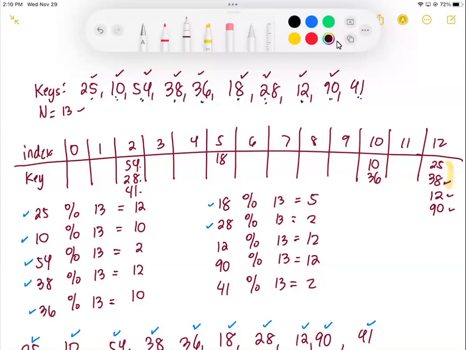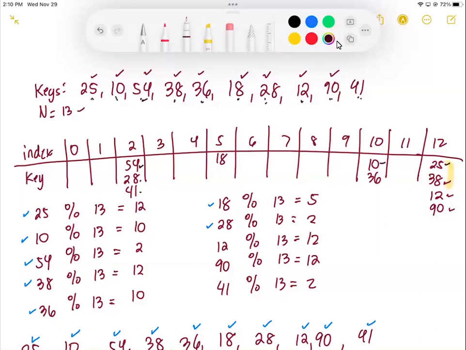So what we did was to have the hash function key modulo the number n, which in this case is 13. For example, 25 modulo 13 is 12, so we added 25 to the 12th bucket. 10 modulo 13 is 10, so we added 10 to the 10th bucket. 54 modulo 13 is equal to 2, so we added 54 to the second bucket.